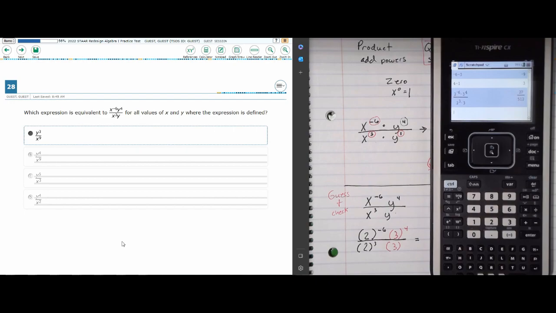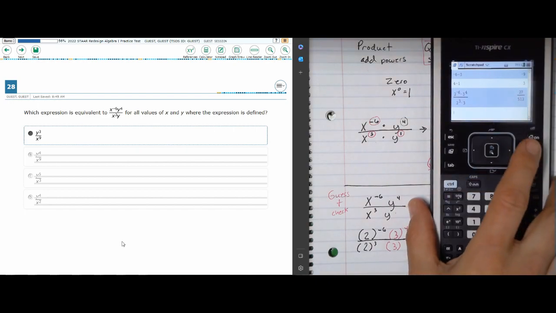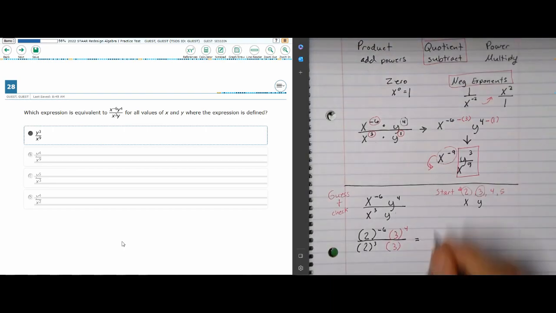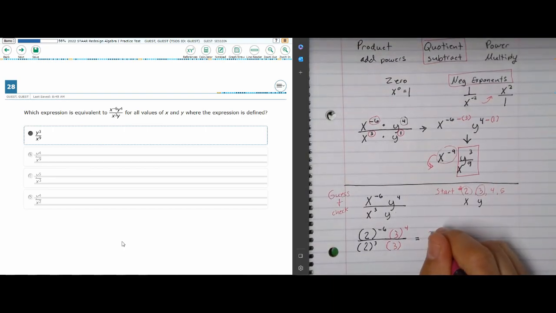I'm going to hit enter. And notice it gives me this odd fraction, right? 27 over 512, and that's fine. We're going to write that down. So I have 27 over 512.